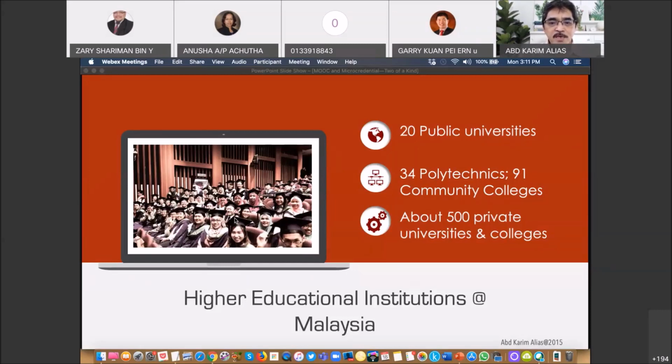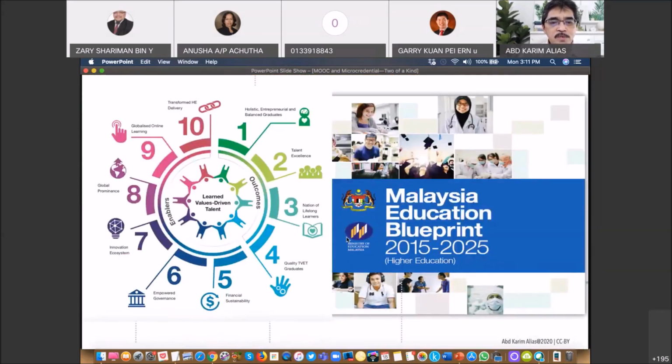20 public universities in Malaysia launched MOOC, and it became, as everyone now knows, the blueprint, globalized online learning, shift number 9. And shift number 9, I'm proud to say, was written by USM. Shift number 9 in the Malaysia Education Blueprint was basically written by USM, by our team, our Professor Hanafi, Atan, and myself, and a few others. So in this case, we really led in terms of driving the national agenda.